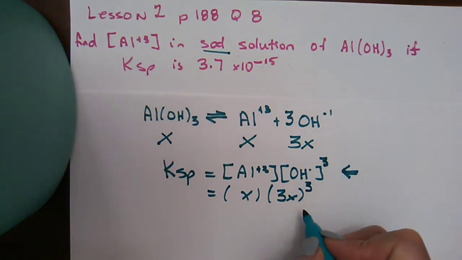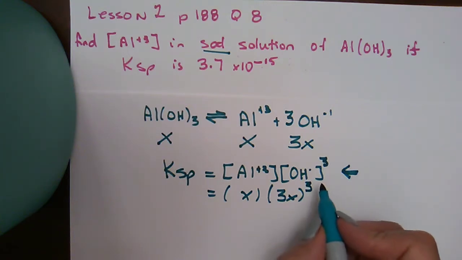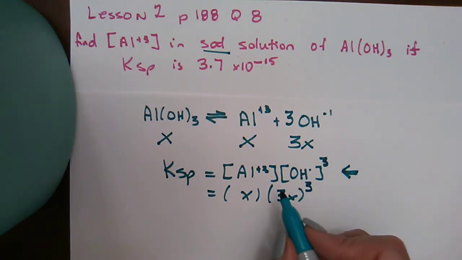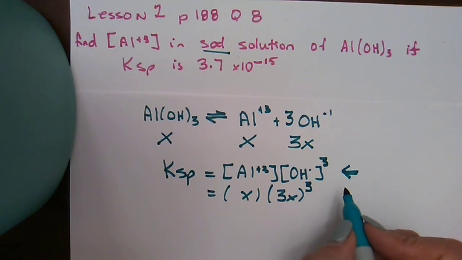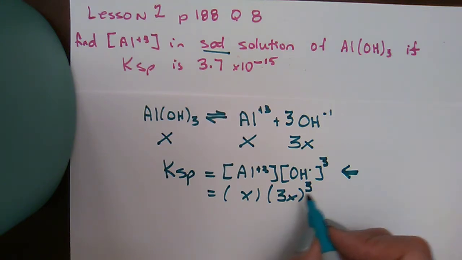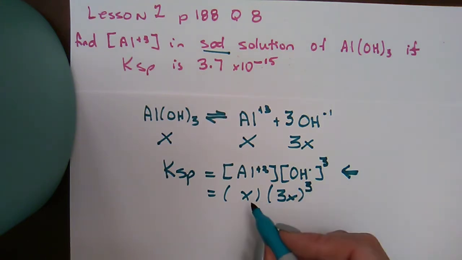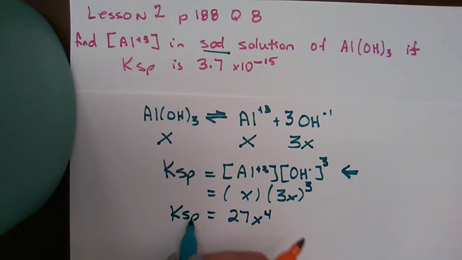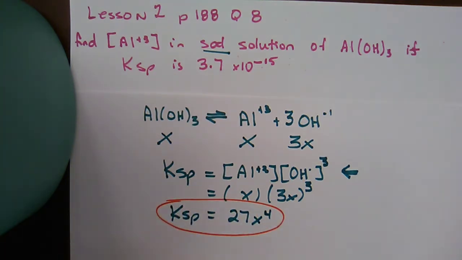Now be very careful here. This is a place where I chronically make mistakes. I so often get excited and go, okay, 3 cubed is 9, and then I do the head smack, because 3 cubed means 3 times 3 times 3, which is 27. X times X cubed is X to the 4th, so this is going to factor out to 27X to the 4th. So we have a value for Ksp as being 27X to the power of 4.